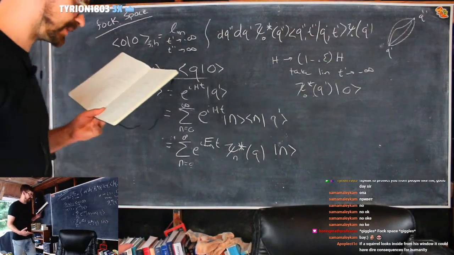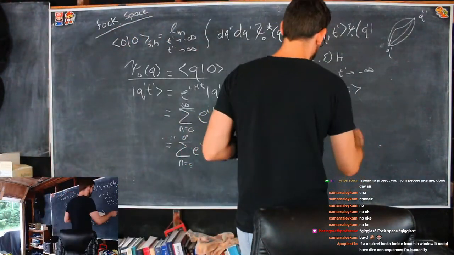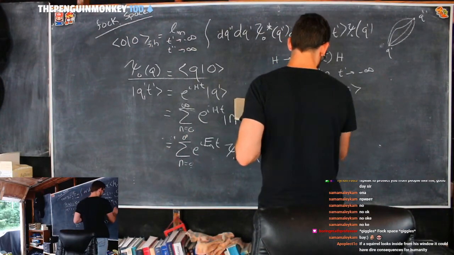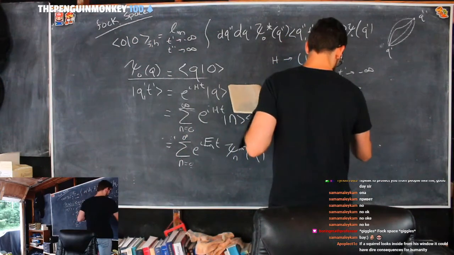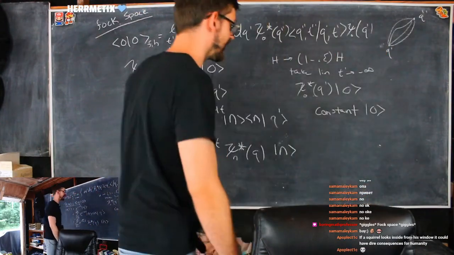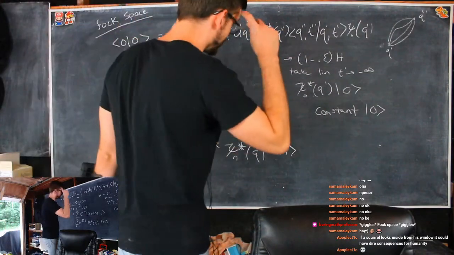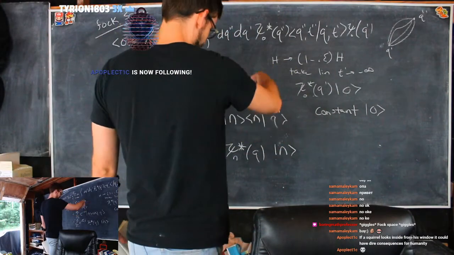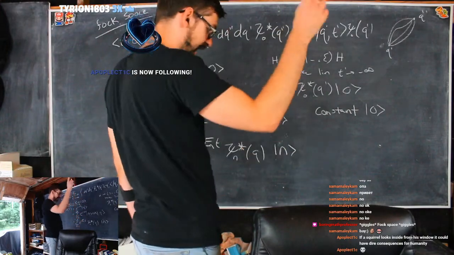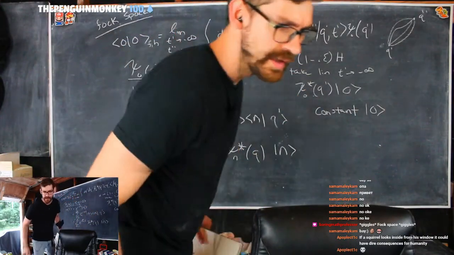If we multiply by some arbitrary function and then we integrate over Q prime, we can end up getting rid of this and we'll end up with just some constant times the ground state. And why is that good? Well, that's good because if we integrate over Q prime, then we'll end up getting Q prime in the integral. We'll get another completeness relation, and that's where we get the constant from.